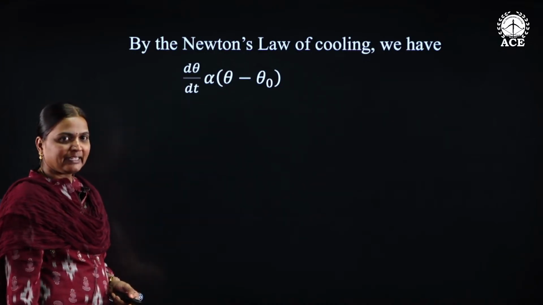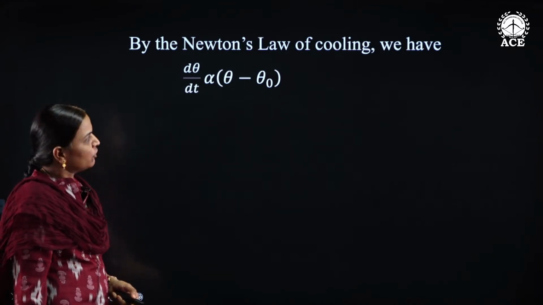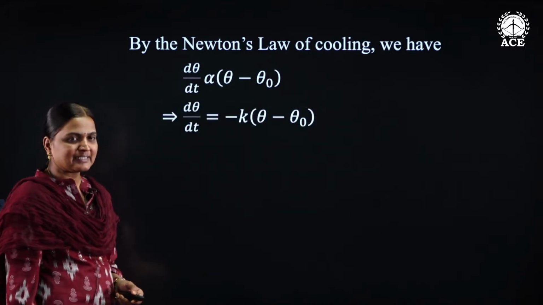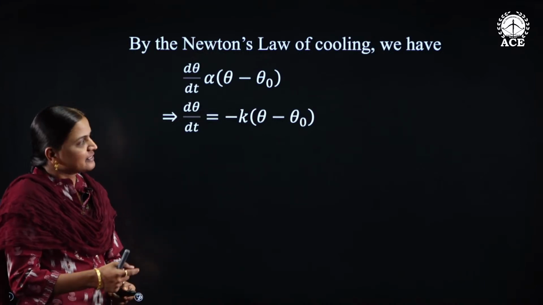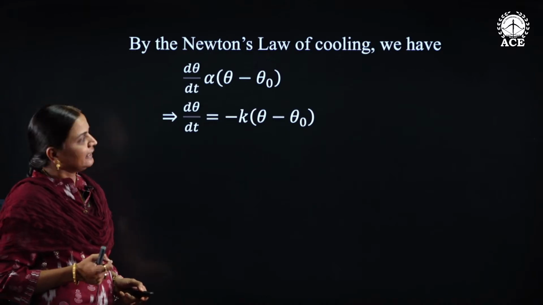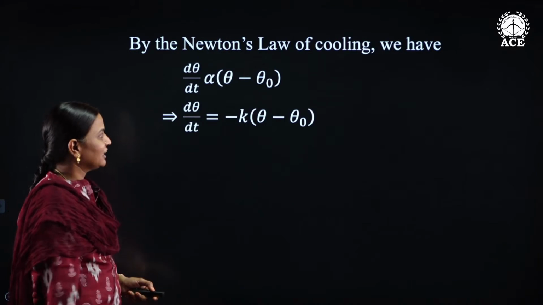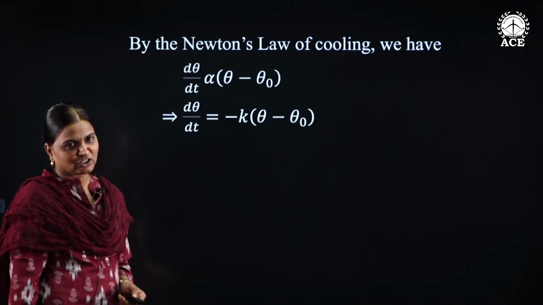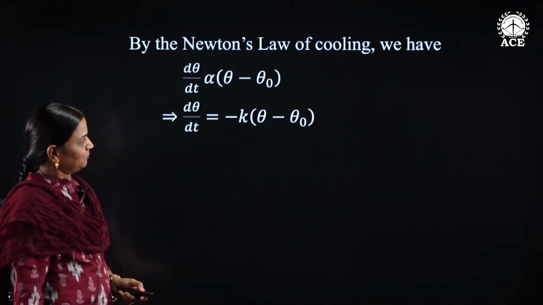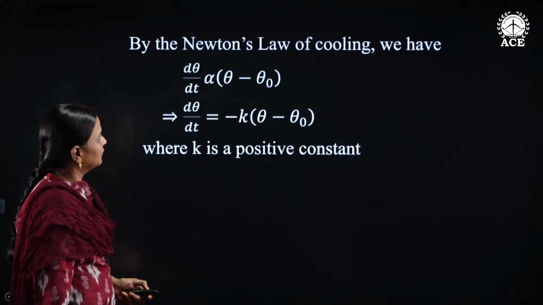So what is the differential equation? d theta by dt is proportional to theta minus theta naught. Here take the proportional constant as minus k, because when t increases, temperature decreases. That's why we take the proportional constant as minus k. If we solve this differential equation, we get the required temperature of the body or required time, where k is a positive constant.